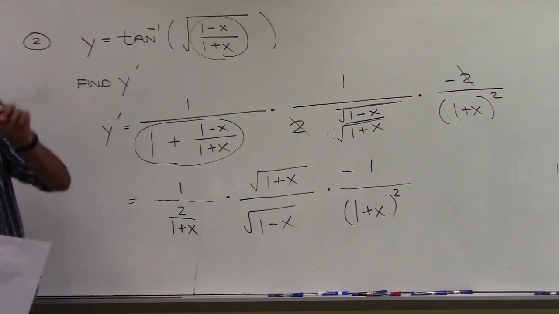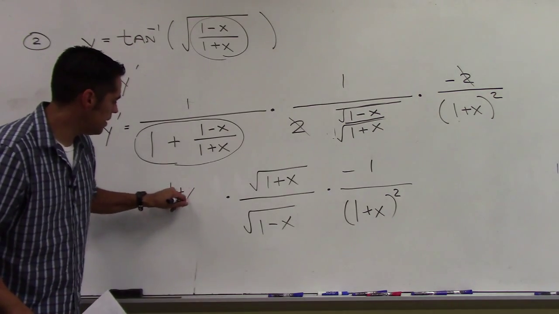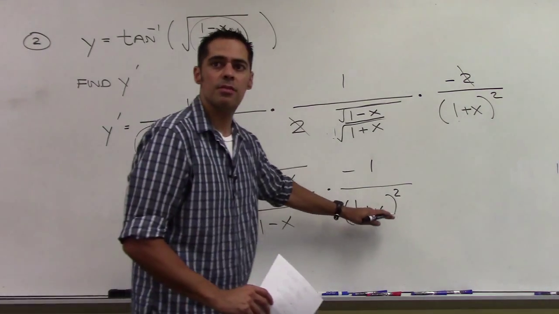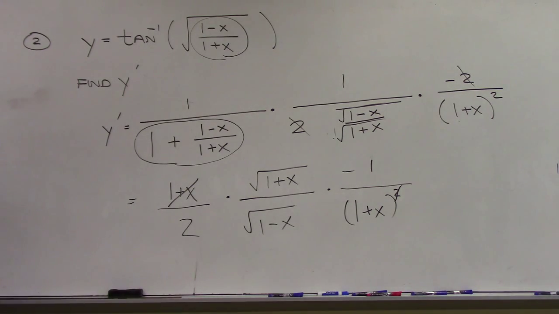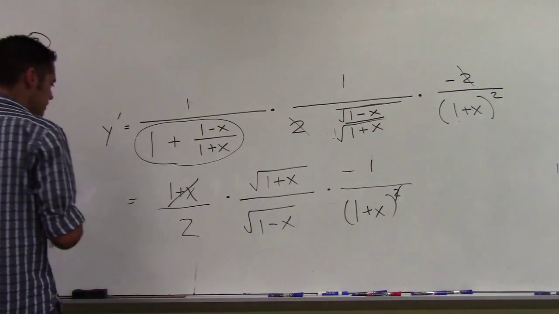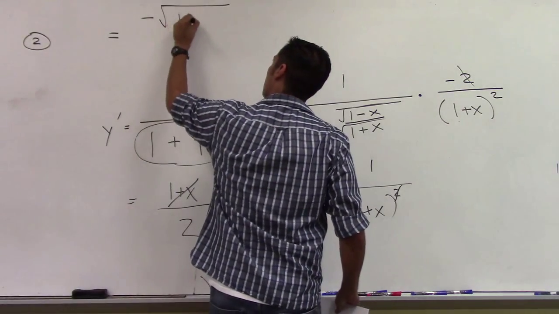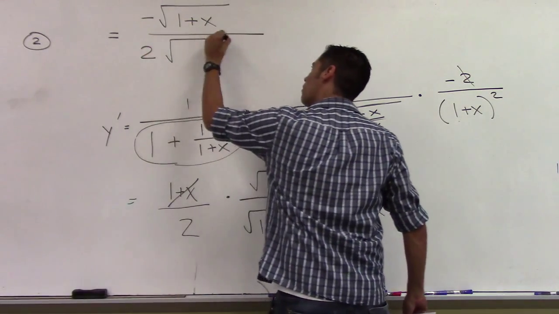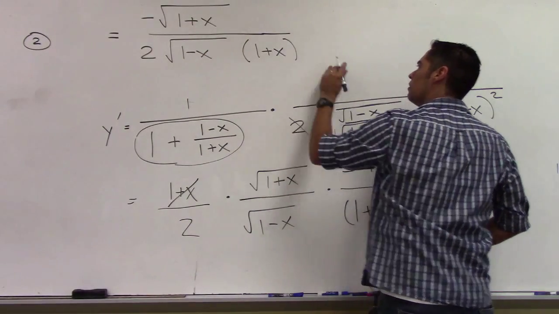So instead of writing it all out, because I only have about 8 more minutes, I'm just going to do the 1 plus x up here over the 2, like that. And then notice that one factor here cancels with one of the factors here. So we get, okay, what's still on top? Negative square root of 1 plus x over, on the bottom, I still had a 2 down here. I had square root of 1 minus x, and then what's still down there next to that? 1 plus x, right?